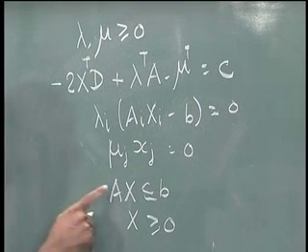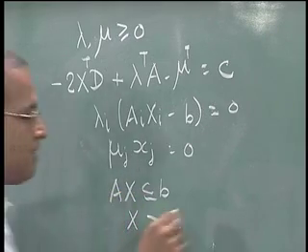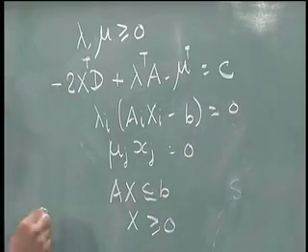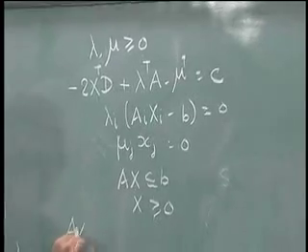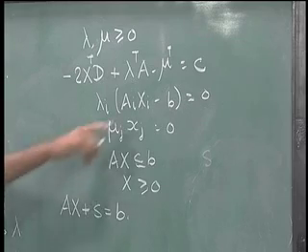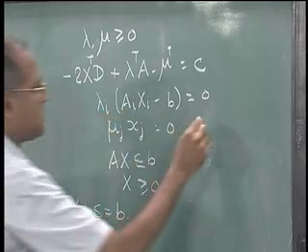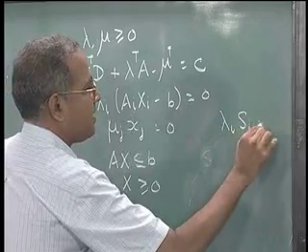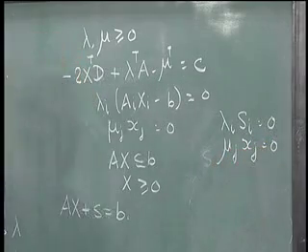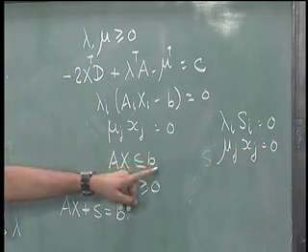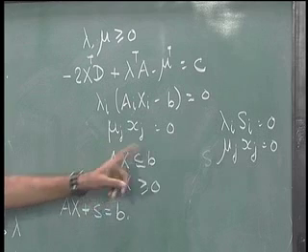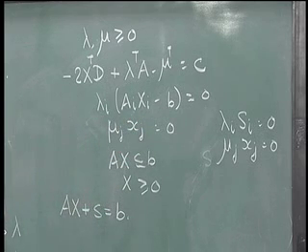Now, what we do here is we start introducing a slack variable. Since we have Ax less than or equal to b, we can always introduce a slack variable s such that Ax plus s equal to b. So, this is written as Ax plus s equal to b. Therefore, this becomes lambda I si equal to 0. Here we have mu j x j equal to 0, and because Ax is less than or equal to b and x greater than or equal to 0, then we can always write this as Ax plus s equal to b.